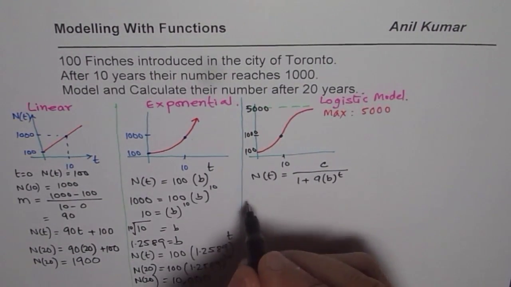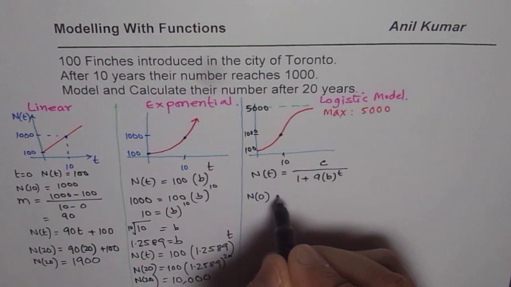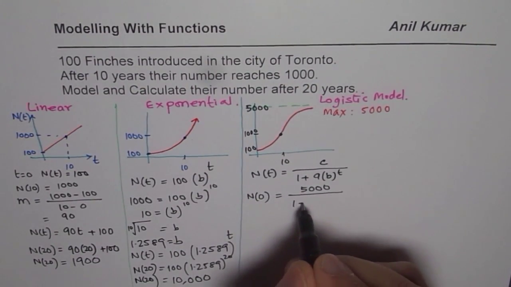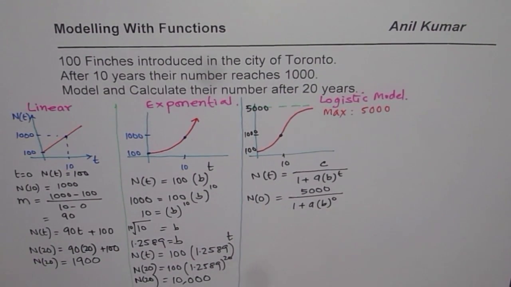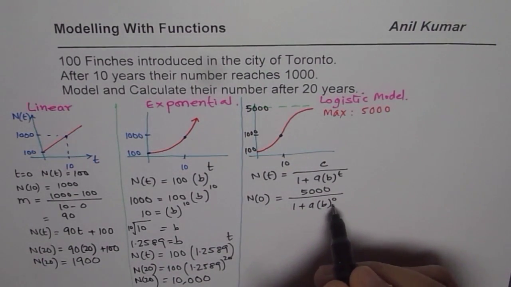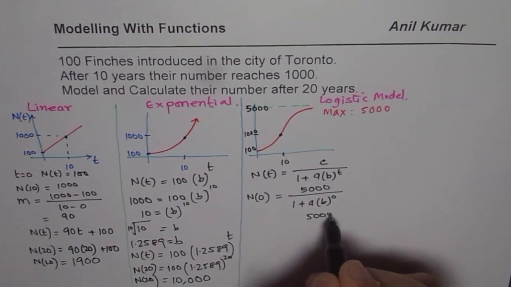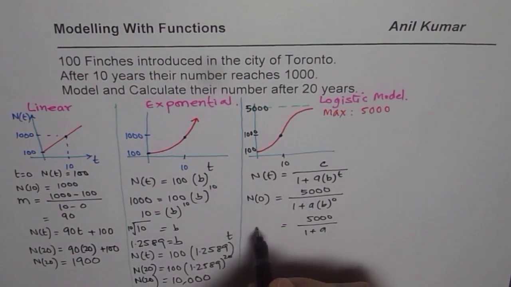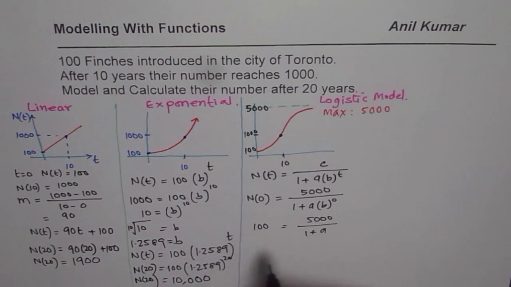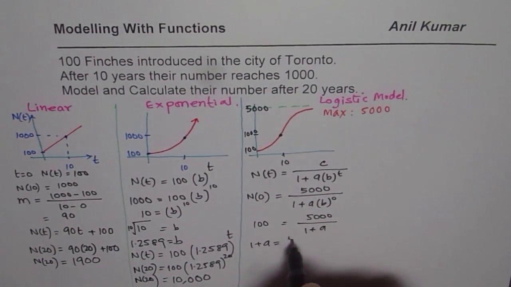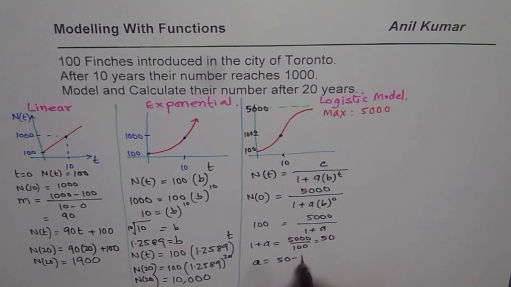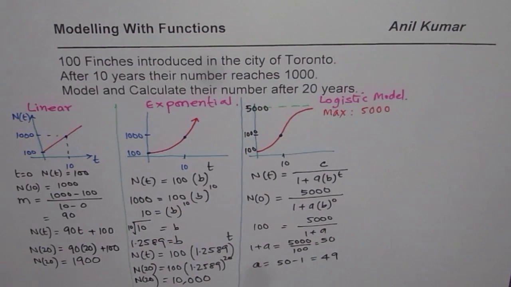Now we can find all parameters of this model from the known situations. First one is when t is 0, so the starting value is 100. At that time, the capacity we know is 5,000. The city cannot take more than that. So 5,000 divided by 1 plus A times B to the power of 0. Anything to the power of 0 is 1, so we are left with 5,000 divided by 1 plus A. Initially the starting value is 100, so we cross multiply. We get 1 plus A equals 5,000 divided by 100, that is 50. You can solve for A now. A equals 50 minus 1, that is 49. So we get the value of A.